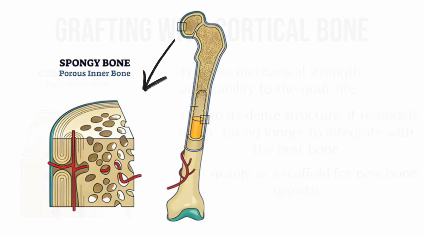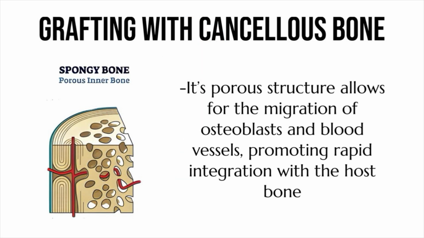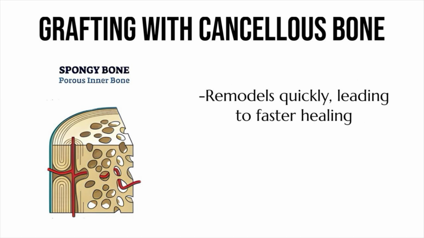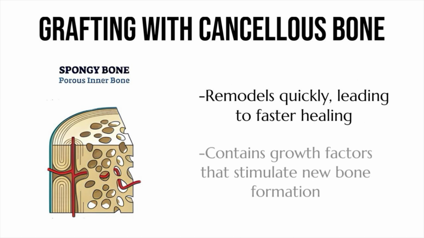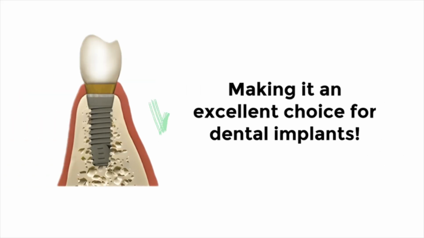Due to the porous structure of cancellous bone, it's easy for migration of osteoblasts and blood vessels, promoting healing and integration with the host bone. It remodels quicker, which leads to faster healing. It also contains bone morphogenic proteins that stimulate new bone formation. A combination of cortical and cancellous bone is often used in bone grafting to provide structural support and fast healing, making it an excellent choice for dental implants.